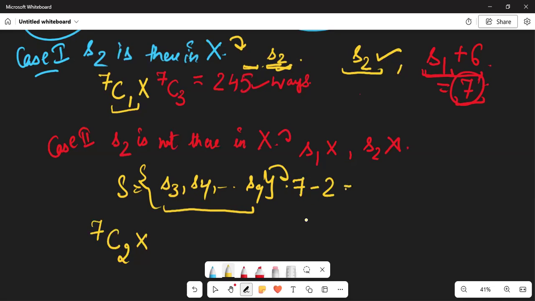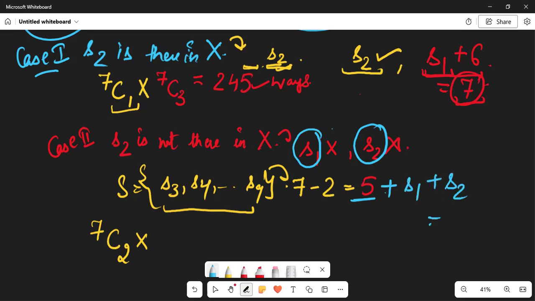2 चले गए, बस 5 रह गए। और S2 नहीं लिया, S2 भी बचा हुआ है, और S1 तो X में जा ही नहीं सकता था, वो तो बचा ही हुआ है। तो कितने बच्चे रह गए? 5 plus S1 plus S2. That means we have 7 students.